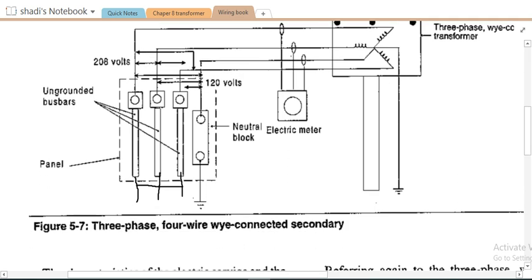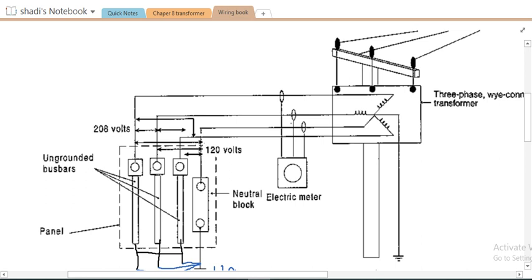Now the voltage level between the neutral, which is in blue, and any line, between this one and this one, or neutral and phase number 2, neutral and phase number 3, is going to be 120 volt. So we have here two levels of voltage. This is the service entrance of a three phase Y connected transformer. Clear? And we have two levels of voltages which are 208 and 120 volt, and this is the electrical meter to measure your power consumption.